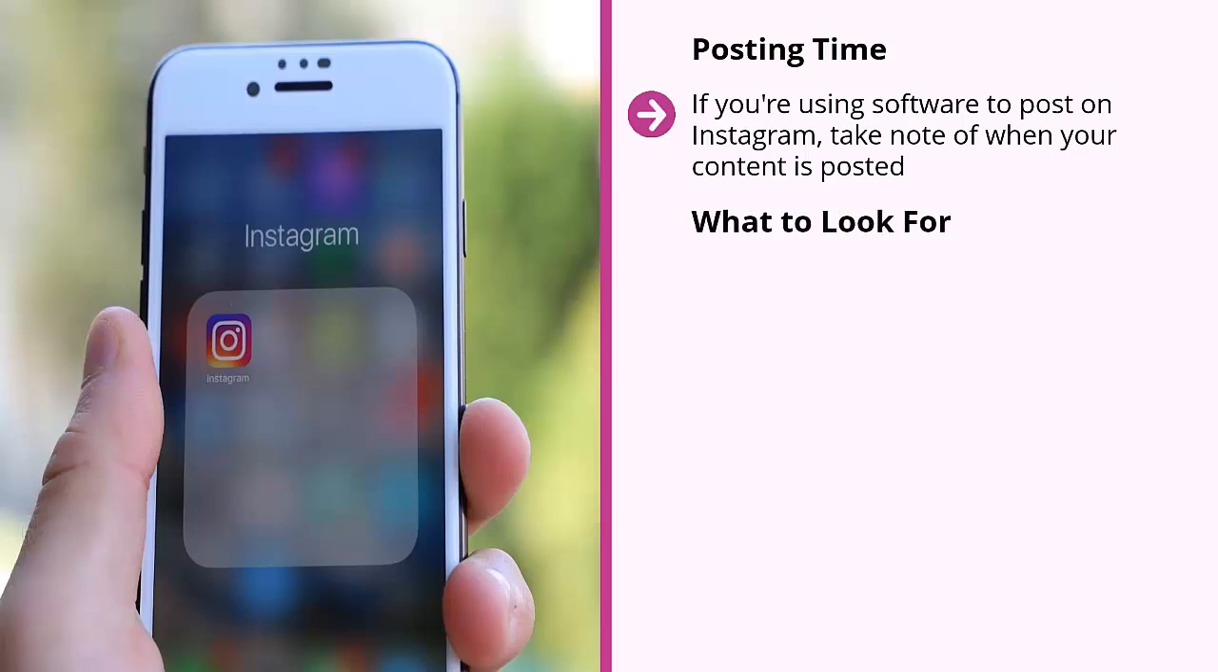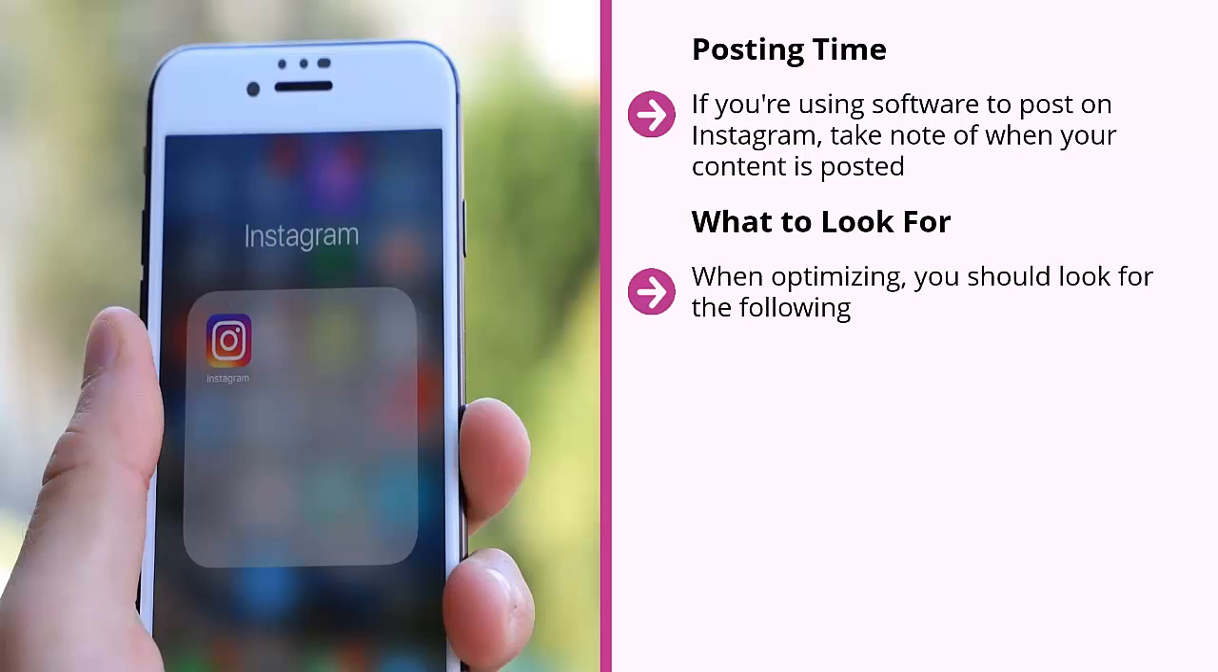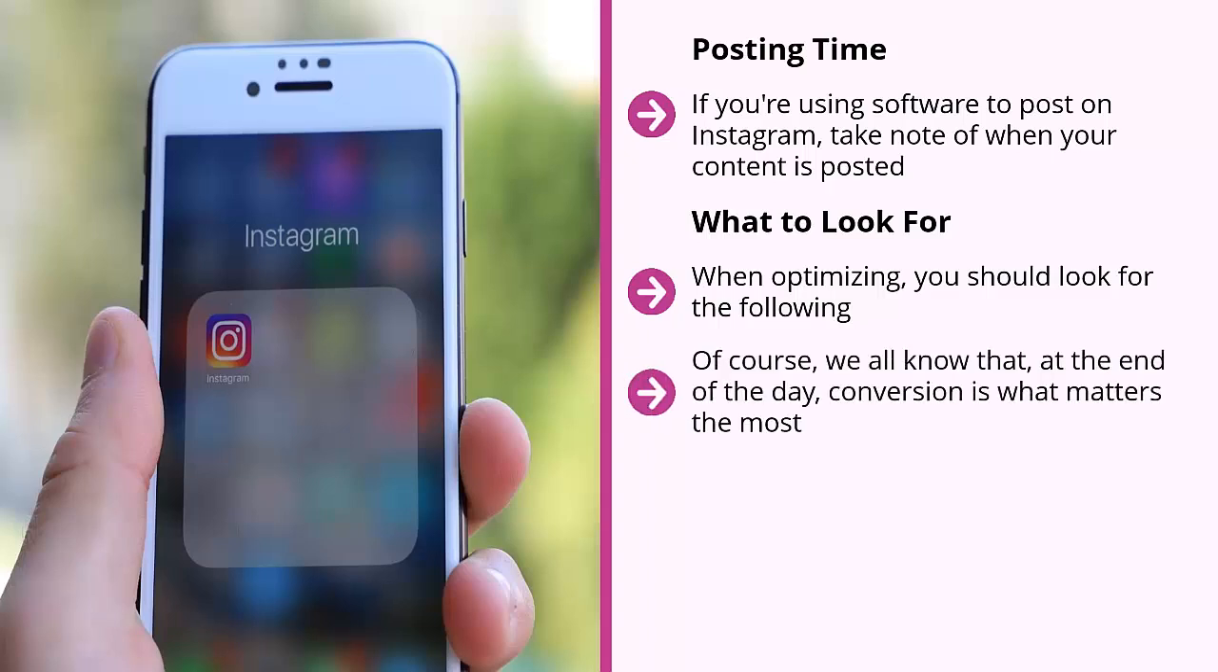What to look for. When optimizing, you should look for the following. These indicate success. Look for increased click-through rate, increased dwell time, deeper clicks inside your website, and better conversion rates. Of course, we all know that at the end of the day, conversion is what matters the most. In fact, it's the only thing that matters. How come? Conversions puts dollars in your pockets and nothing else.